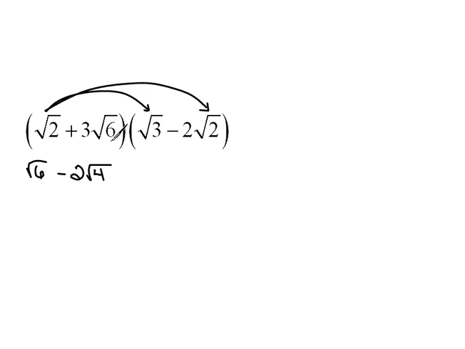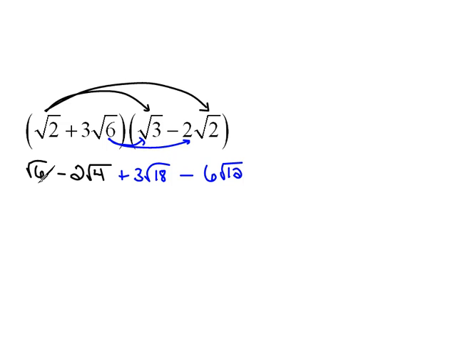Now we're going to distribute our second term to the binomial. So 3 square roots of 6 times the radical 3 would be plus 3 square roots of 18. 6 times 3 would be 18. And then positive times negative would be negative. Multiplying our last terms here, 3 square roots of 6 times 2 square roots of 2 would be 6 square roots of 12. Now we need to simplify what we can.